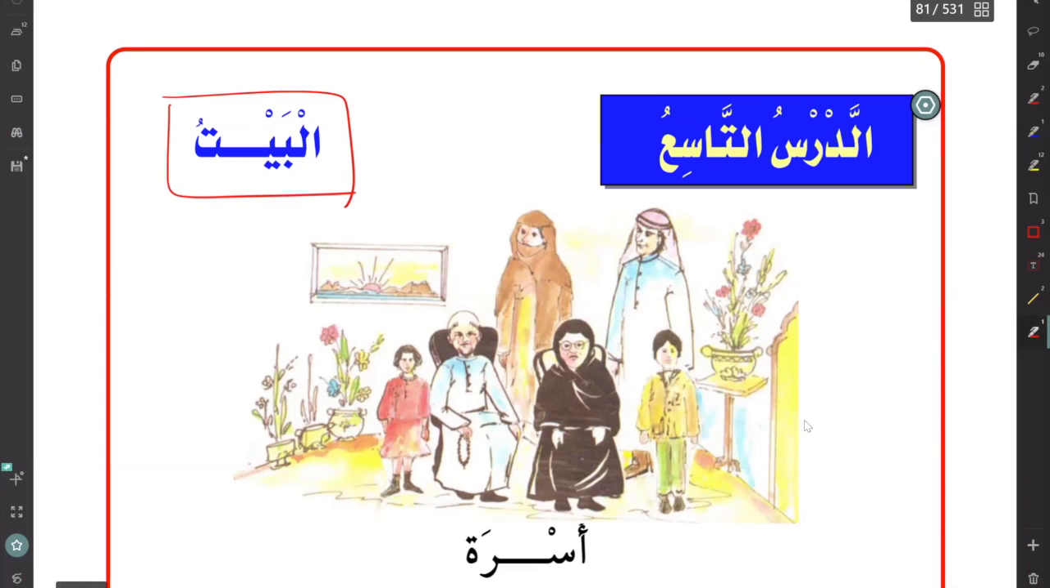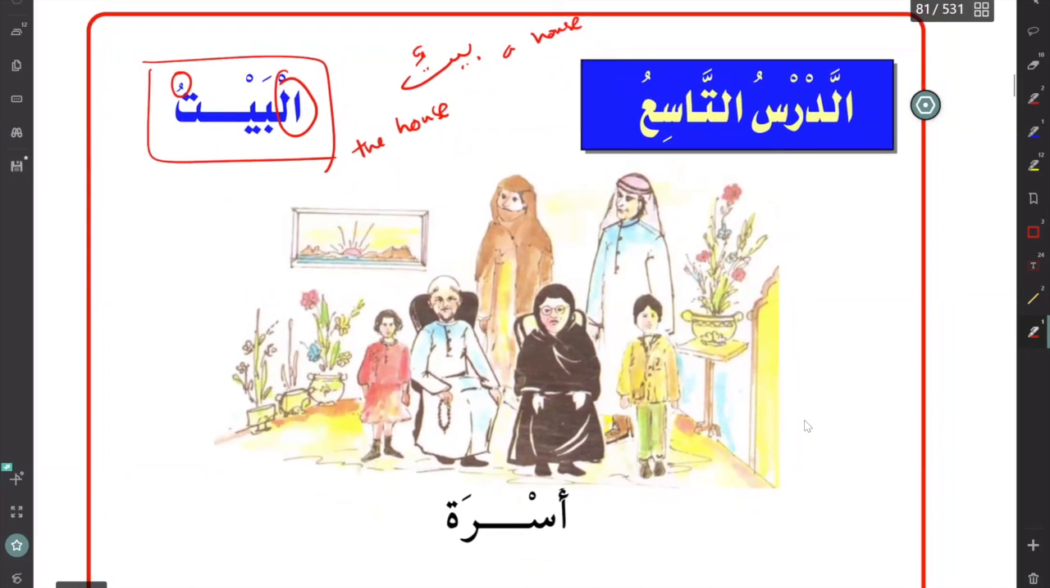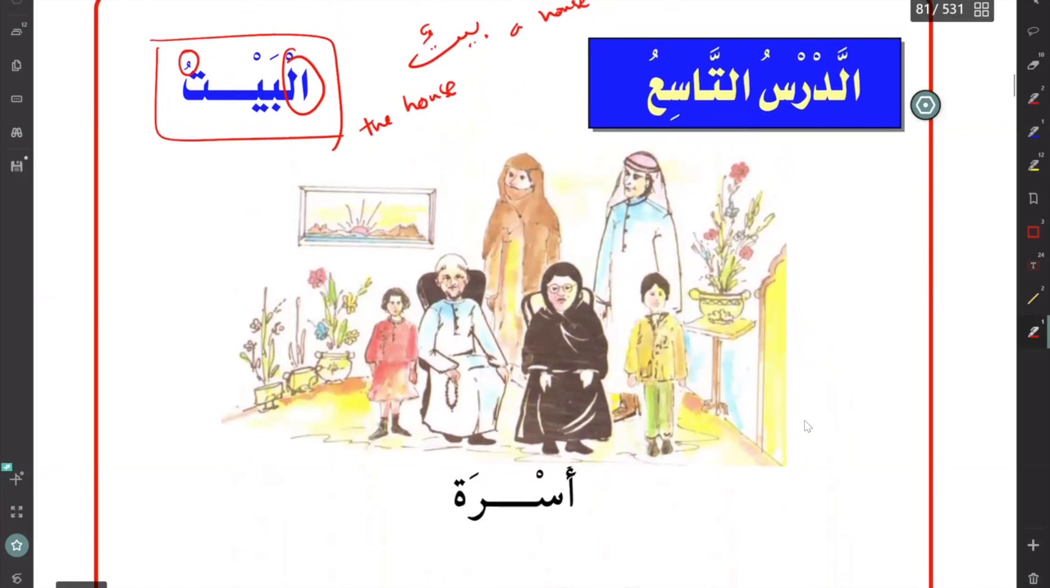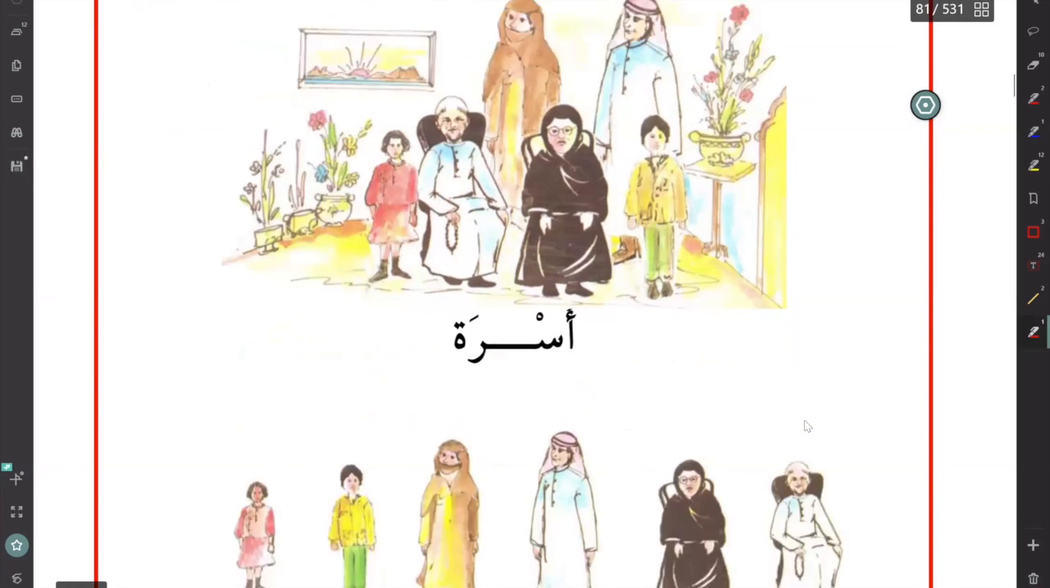البيت means what? The house. Remember we talked about al means the and bait is house. And remember when you have al, you cannot have tanween. So instead of saying baytun, which is a house, we say al baytu, the house. Okay. So here we will be talking about, looks like, the house and family.